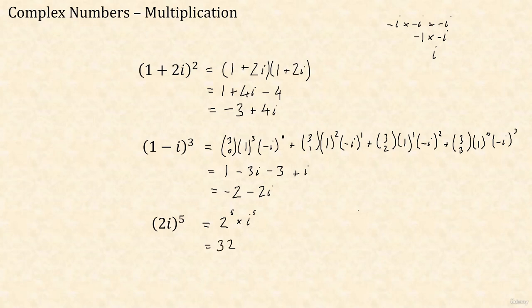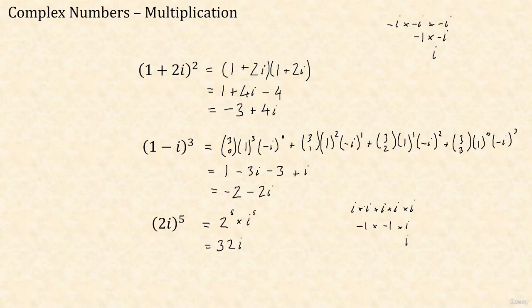Well, there's a few ways to think about this, but obviously we could take a shortcut, but i times i times i times i times i. Let's think through this. These first two i's, i times i is minus 1, so that's these two. The next two are also minus 1, and the last one is just i. So minus 1 times minus 1 is 1, this is 1 times i, and the answer is i. So i to the 5 is i, so we just get 32i.